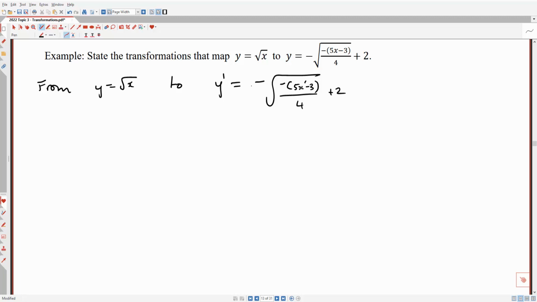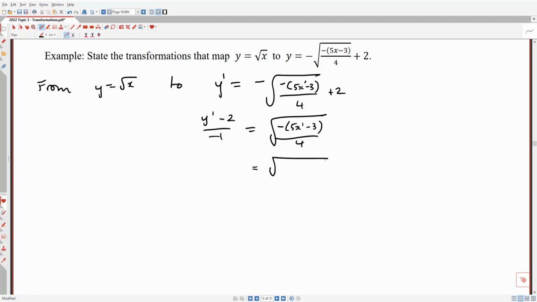Now what we'll do is get ready to pair these up. So I need to get rid of this negative sign and this +2. So I'm going to go (y - 2)/-1 = root(-5x - 3)/4. Now, one more thing I'm going to do. I could pair these up right now, that would be quite okay, but what I'll do is root the numerator and the denominator.